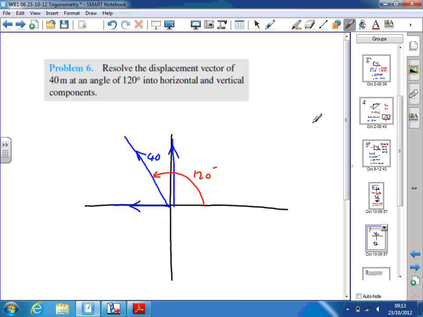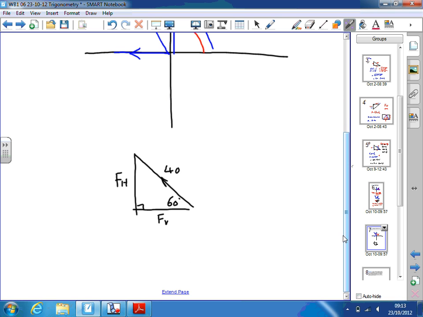If I'm going to draw this 40 metres displacement vector at an angle of 120 degrees, I'm going to bring 120 degrees round here like this. So now I know that's where the arrow is. Then I draw it on a right angle triangle. So I'm actually not interested in 120 degrees, I'm interested in the fact that that's 60 from there round to 180. And then I calculate it.